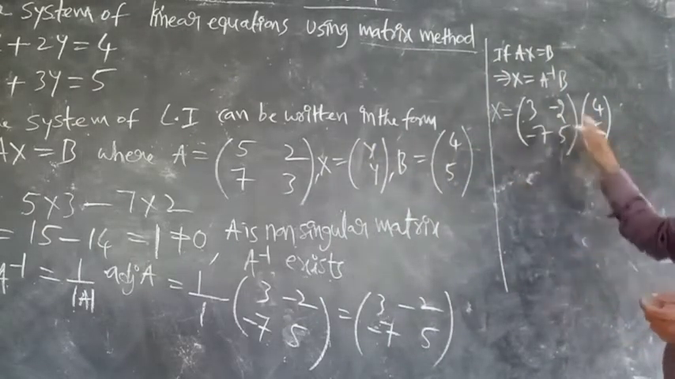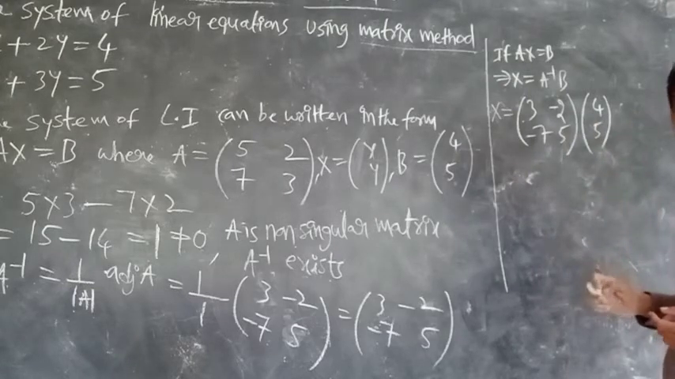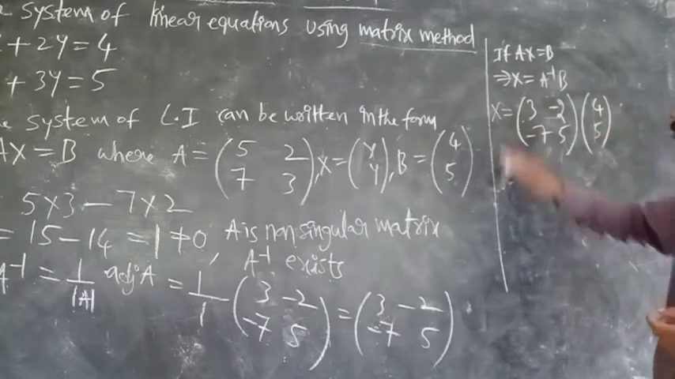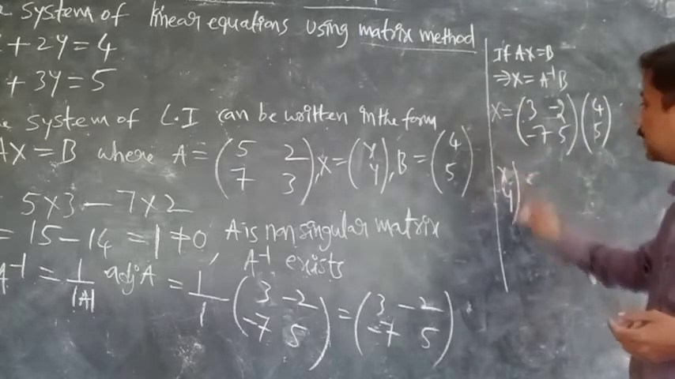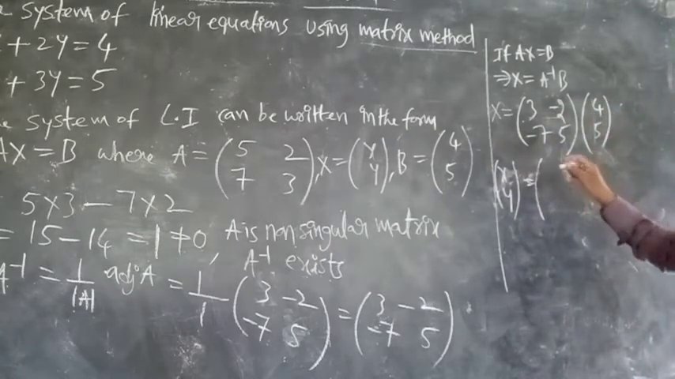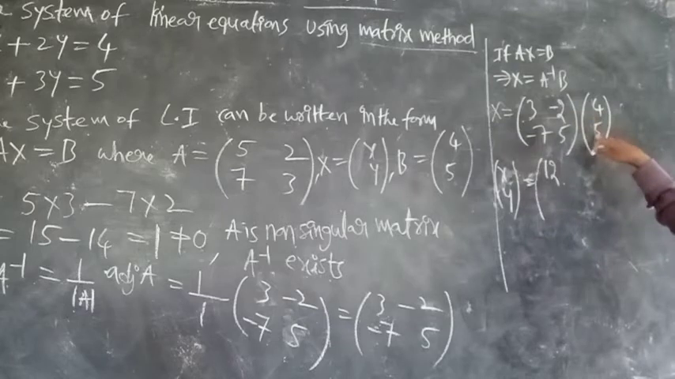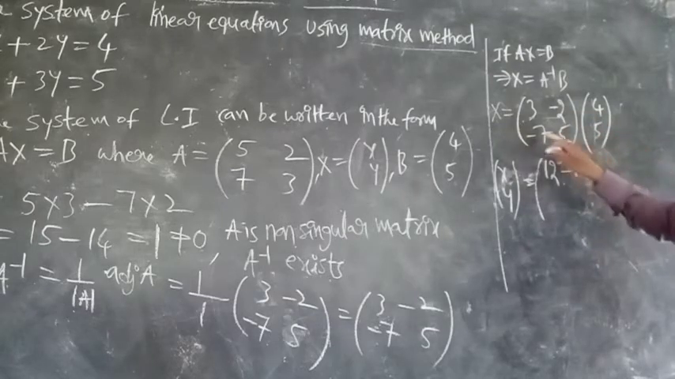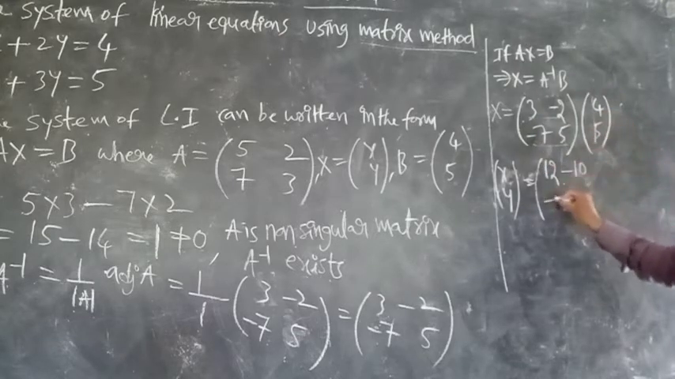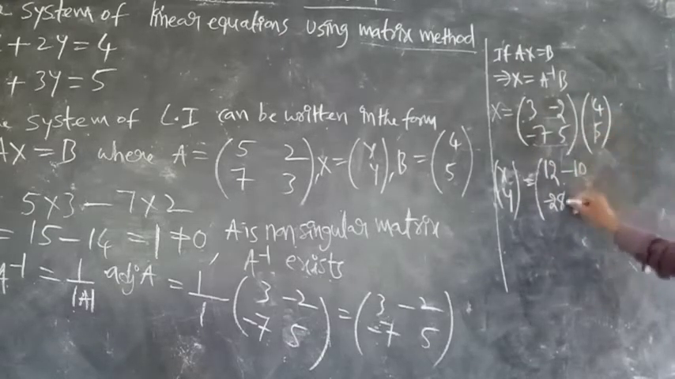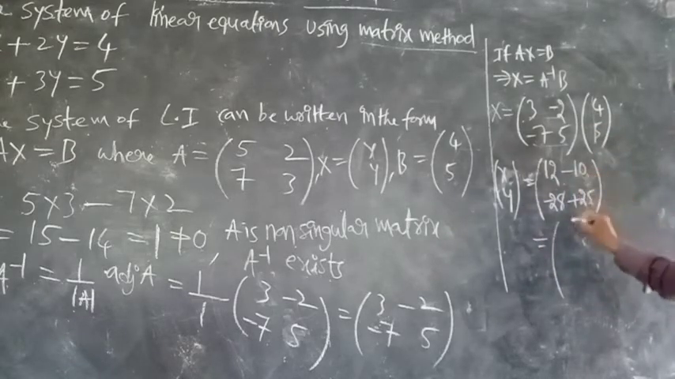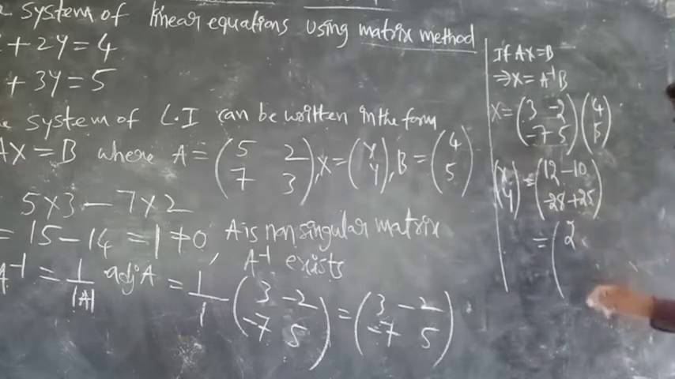So multiply these two. Multiplying, first row first column. So what is the X matrix? XY is equal to first row first column: 3 fours are 12, minus 2 into 5, minus 10, minus second row first column, minus 7 into 4, 28. Okay, 5 into 5, 20. So therefore 12 minus 10 is 2, minus 28 plus 25, so minus 3.